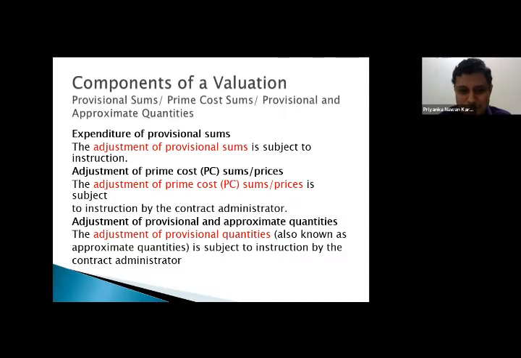Why I use the word contract administrator here is because you are talking about the JCT type of contract. It is a different terminology. They use architect, we use the employer's agent sometimes, right? In FIDIC terminology, it is the Engineer, which starts with a capital E, right? Then adjustment of provisional and approximate quantities, also known as approximate quantities. You might have heard of bill of approximate quantities, subject to instruction by the contract administrator. So these things we have to take into account when you are doing a valuation, right?